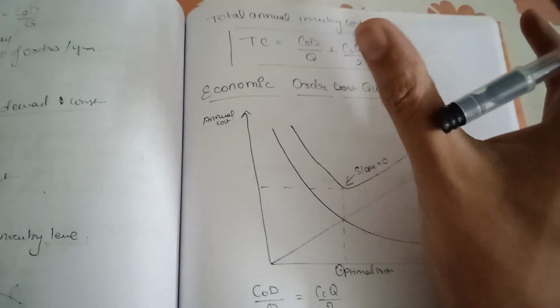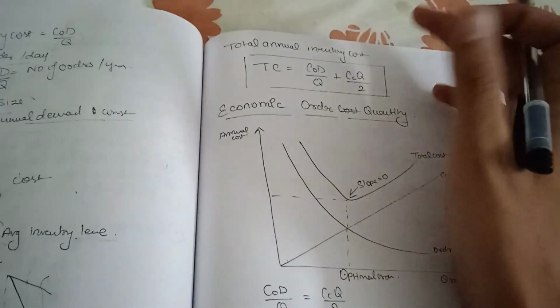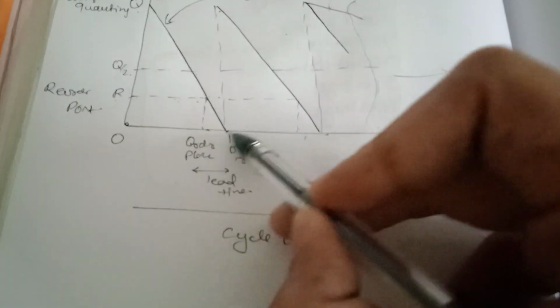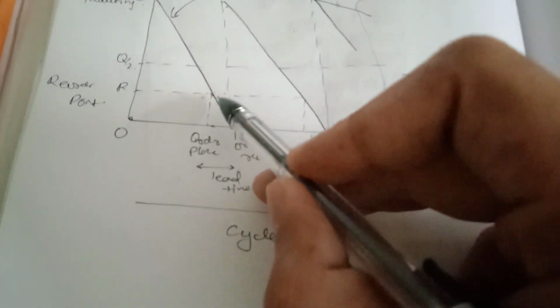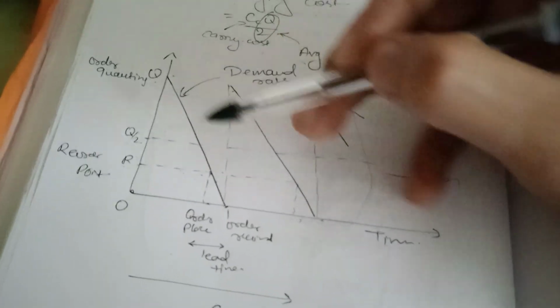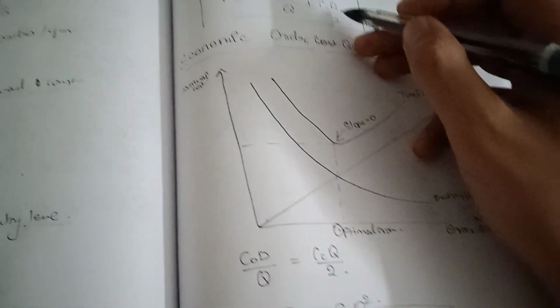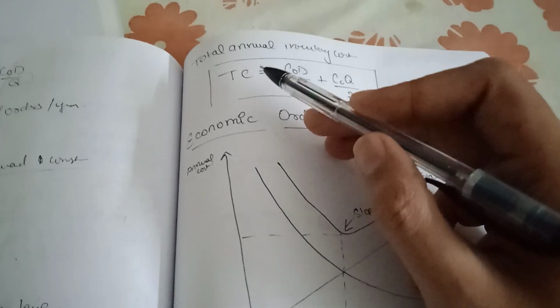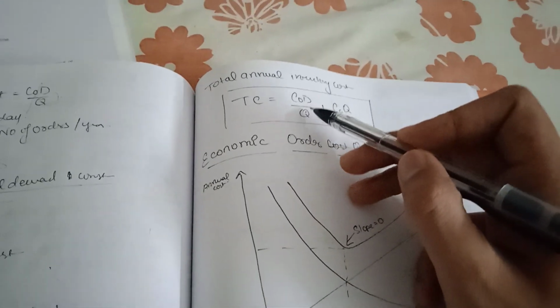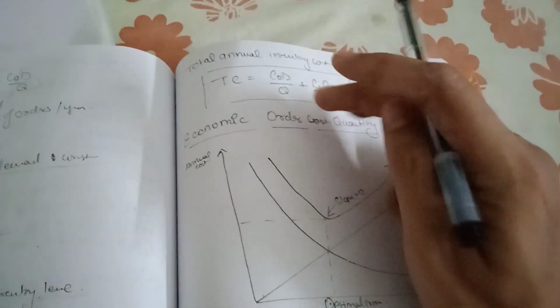Now, what is the total annual inventory cost? Suppose you have the scooties. First you have to bear the order cost, since I am making the order. During this time period I have to bear this order cost. And by the time I am selling my inventory from this point to this point, I have to bear the carrying cost. So what is this formula comprised of? Our total cost equals annual order cost plus annual carrying cost. This itself makes the formula.